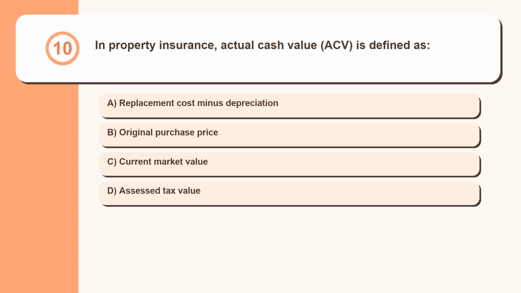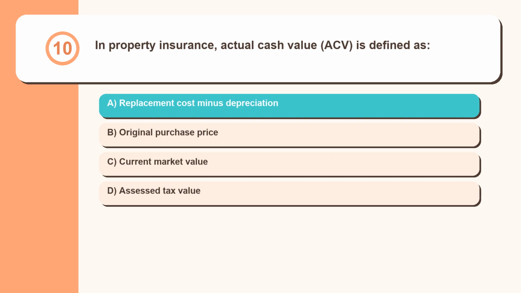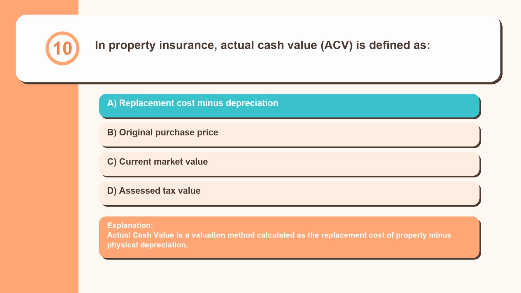Question 10. In property insurance, actual cash value, ACV, is defined as replacement cost minus depreciation, original purchase price, current market value, assessed tax value. Actual cash value is a valuation method calculated as the replacement cost of property minus physical depreciation.